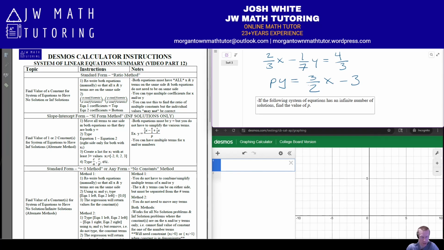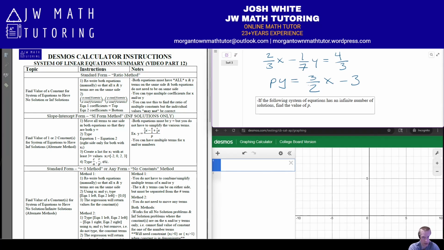That's the first equation. The second equation is py equals 3/2 x minus 3. And we want to find the value of p such that this system of equations has an infinite number of solutions. All right, so what you need to do for this method is to get the x and y terms on the same side. In the top equation, that is already done, so you don't need to do any work.